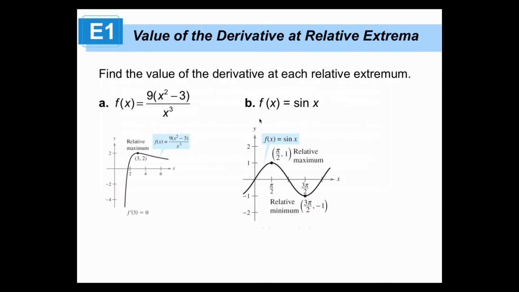Alright, let's do B first. Derivative of sine is cosine. Cosine of pi over 2 is 0. Good. Anybody get the derivative for A? I'm not done. Just as a quick survey, no right or wrong answer.